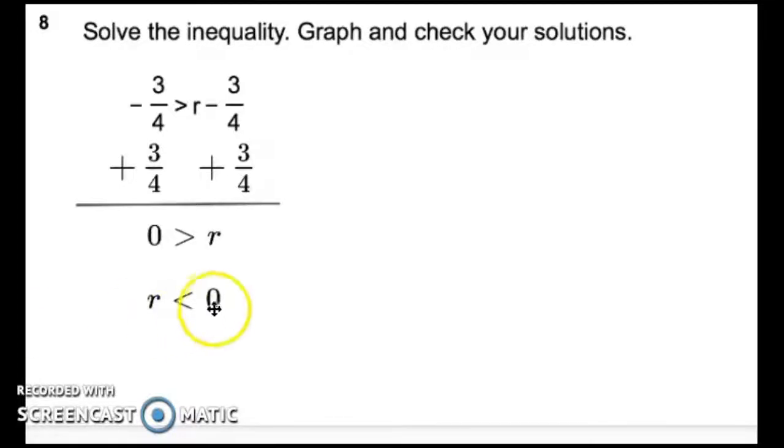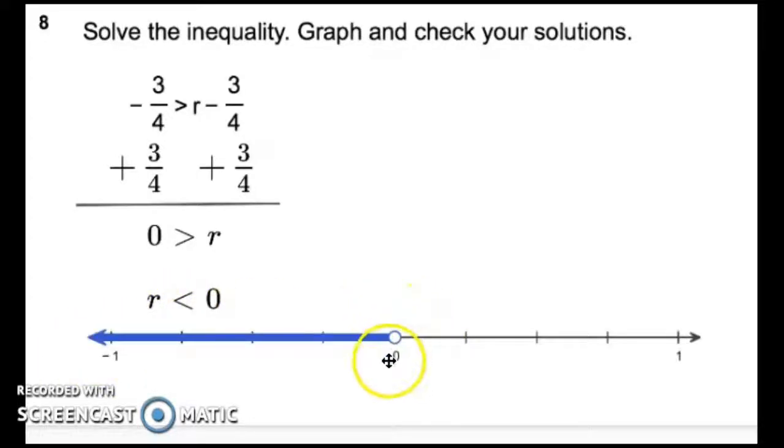So now our starting point is at 0. This is pointing toward the left, so we'll be going to the left. So open circle at 0 because there's no line under the inequality, and we're going to the left. So this will be the graph for number 8.